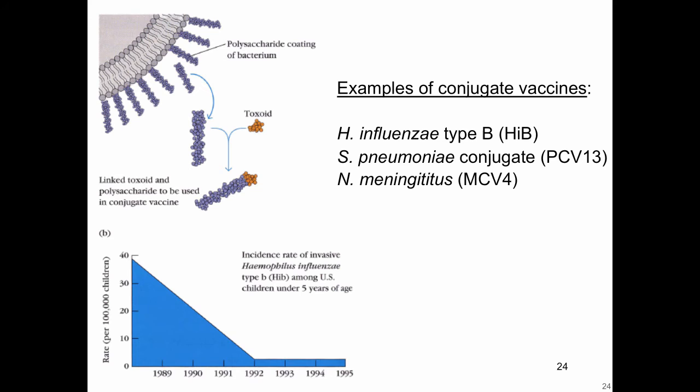So some examples of conjugate vaccines that are used clinically are the Haemophilus influenzae type B vaccine, or the Streptococcus pneumoniae vaccine, or the Neisseria meningitidis vaccine. All of these utilize this technology where you're hooking up polysaccharide epitopes with a toxoid protein epitope and inducing an immune response that's protective by making antibodies to the polysaccharide.